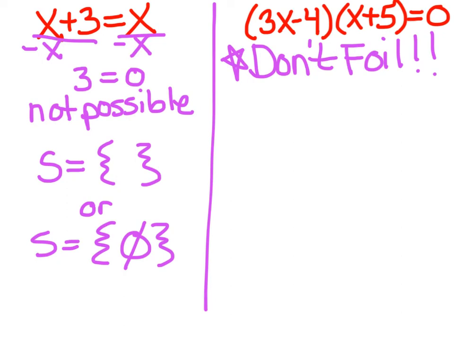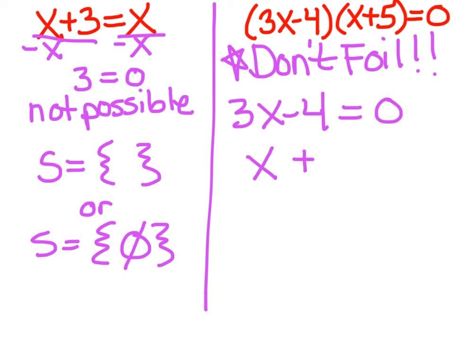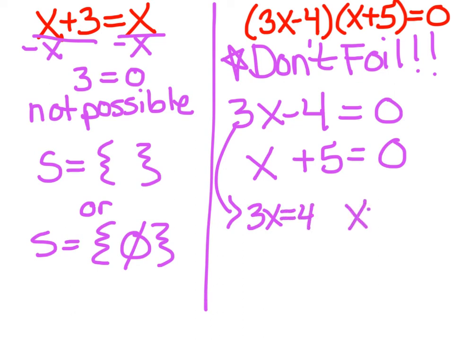Because anything times something else, if it equals 0, then one of those things or both have to be 0. So 3x minus 4 by itself has to equal 0. Or x plus 5 has to equal 0. So we're going to solve each of those independently. Alright, I should have left a space, but if we do 3x minus 4 equals 0, we're going to get 3x equals 4, x equals 4/3. And if we do x plus 5 equals 0, we're going to get x equals negative 5.